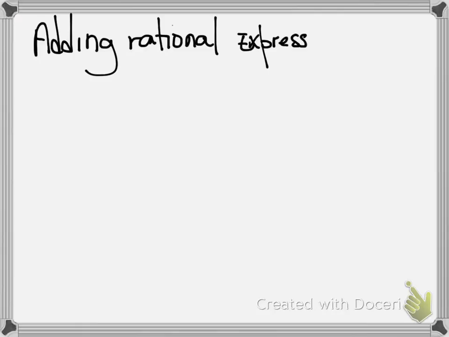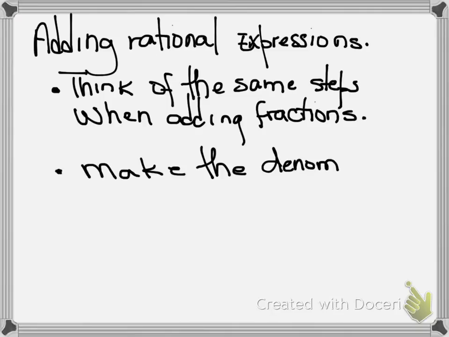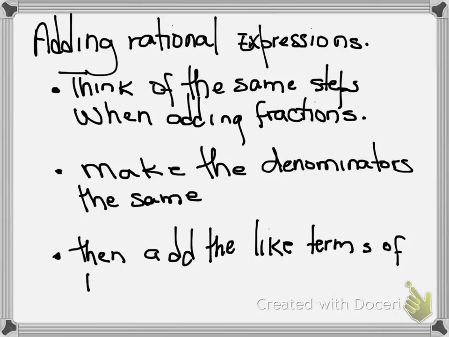Okay? Now, ladies and gentlemen, adding rational expressions. What you do is follow the same steps that you would use if you had to add two fractions. Nothing changed. It's just that everything we're doing now is in the field of polynomials. That is all. So we're still going to think in the same manner of adding two fractions. As a result, we must find the common denominator, which means make the denominators the same. Once we do that, we would add the like terms of the numerators.